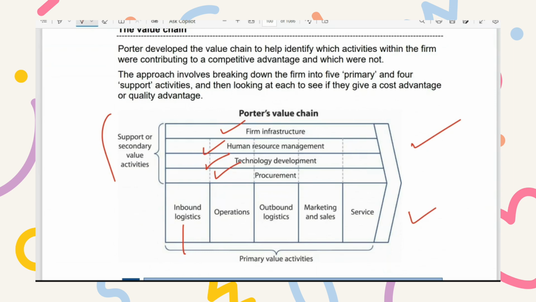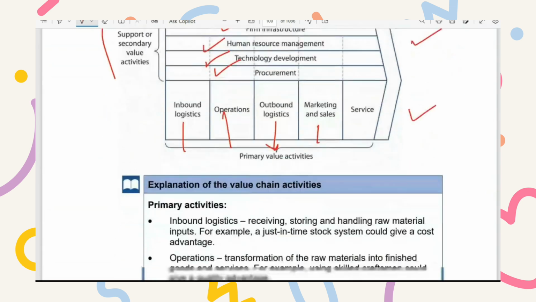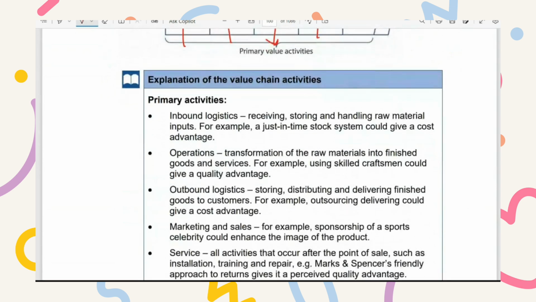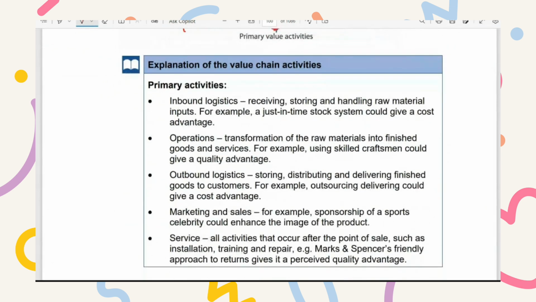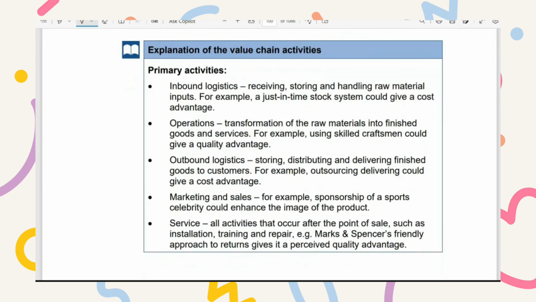Inbound logistics: they see how much they have in hand, whether they have capabilities or resources available. Operations: they have a production team. Outbound: their output, they have resources to send to the market. Sales and marketing: their team will take care of outbound logistics, send it to the market, and give services to run their business. That is the explanation of the value chain activities. So just go through these activities. I'll get back to you.